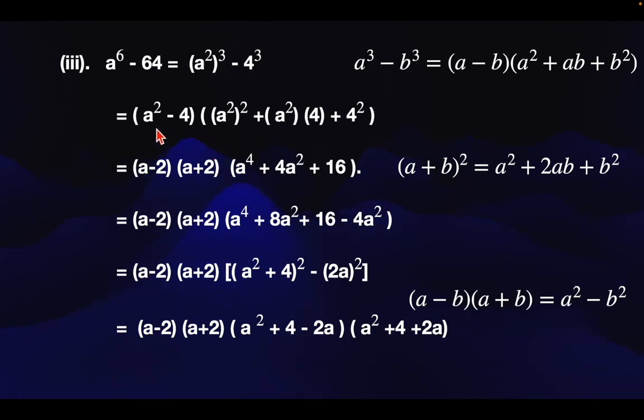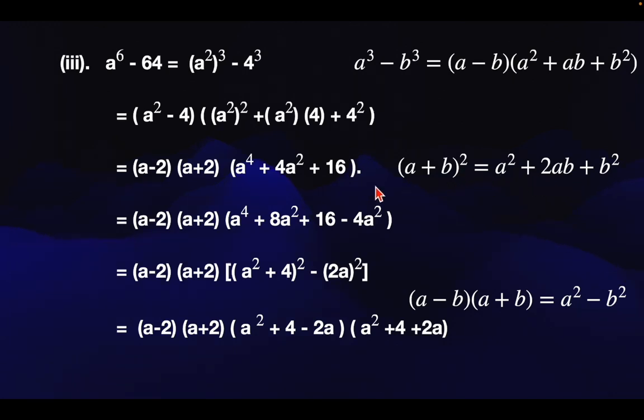Now here a square minus 4, this is a square. So you know this, how to factorize. a minus 2 into a plus 2. Okay, now this, when you simplify, you get this expression. Now this looks very similar to this identity. So let's write it down on the side.